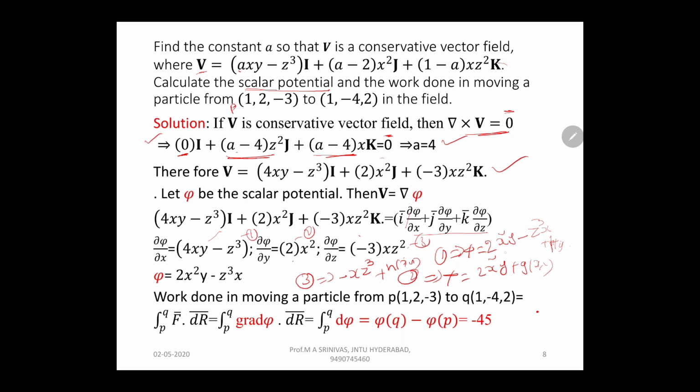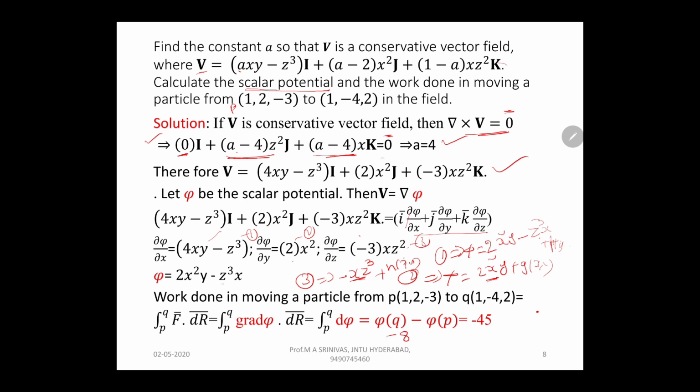Combine these and write it. 2x square y. In the second term also you have 2x square y, minus z cube x that you have written. In the third equation also minus z cube x is there. And this is my phi. Once you have phi, the line integral from A to B is simply equal to the phi value at Q minus the phi value at P. This is phi. Q is 1, minus 4, 2. If I substitute 1, minus 4, 2 here, minus 4 here, minus 8.